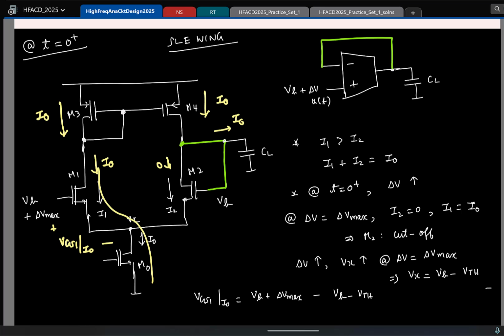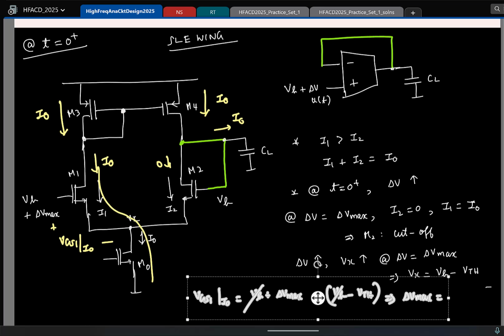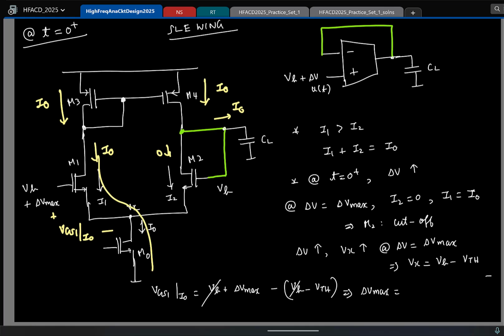Okay. So from this you can calculate. So here Vb goes off. So my delta V max is, so what is delta V max from this? No, it's not Vgs plus, it's Vgs minus Vth. Okay, so this is Vgs minus Vth at a current of I0. So I'll write it as V overdrive of M1 at a current of I0.